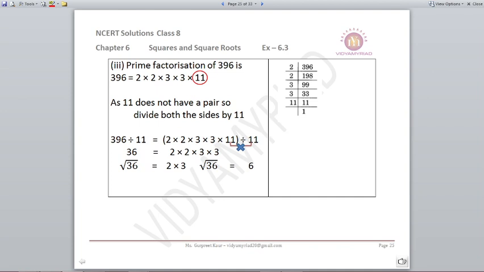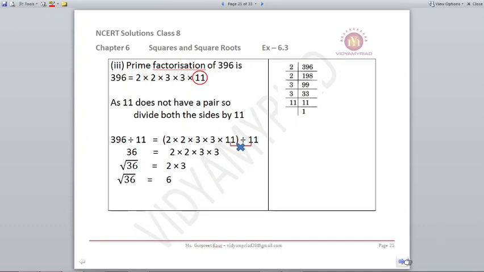Next is 396. For this, 11 is alone. 11 alone means I have to divide both sides by 11. 396 divided by 11 gives me 36. And 2 into 2 into 3 into 3 into 11 divided by 11, the 11 can be cancelled and it becomes 2 into 2 into 3 into 3. So for the square root of 36, I will pull one 2 and one 3, that is 2 into 3, that is 6.